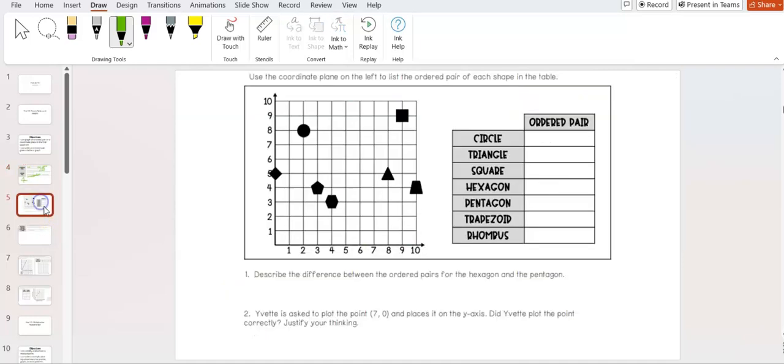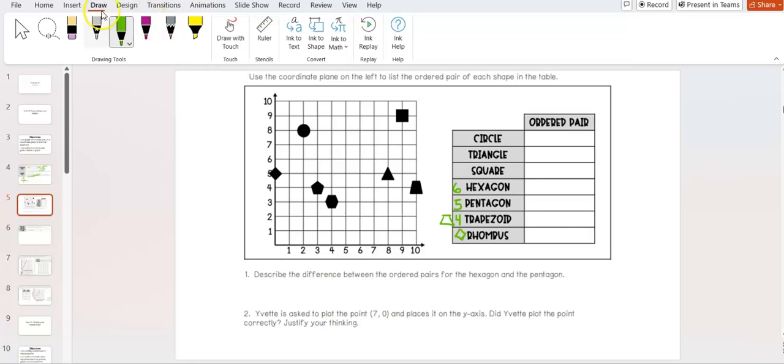Okay, so here is some practice. Feel free to pause and do this on your own. Otherwise, we can do them together. A couple things, you do need to know your shapes to do this. So we should know circle, triangle, square. Hexagon has 6 sides. Pentagons have 5 sides. Trapezoids have 4 sides and can look like this. And a rhombus is kind of like a diamond. It has 4 sides, but it looks like a diamond.